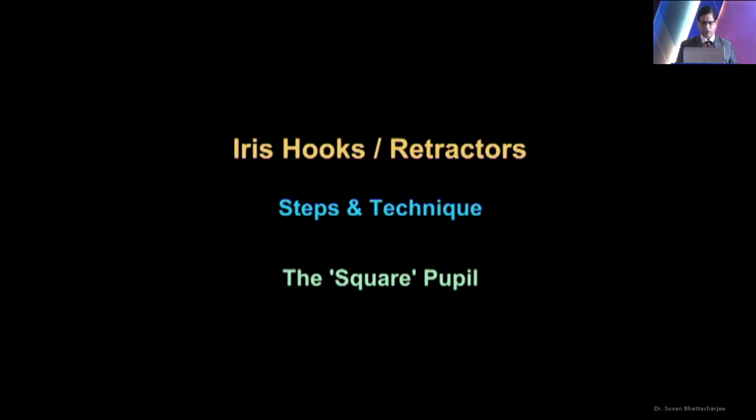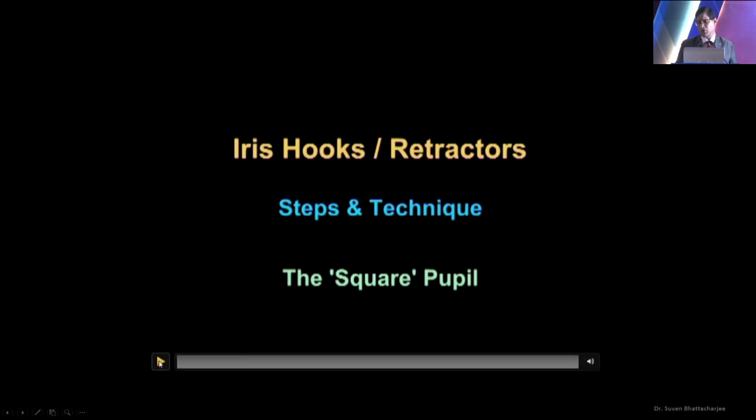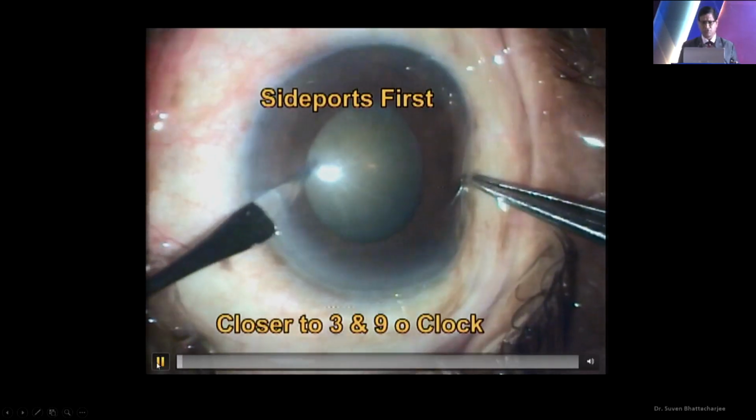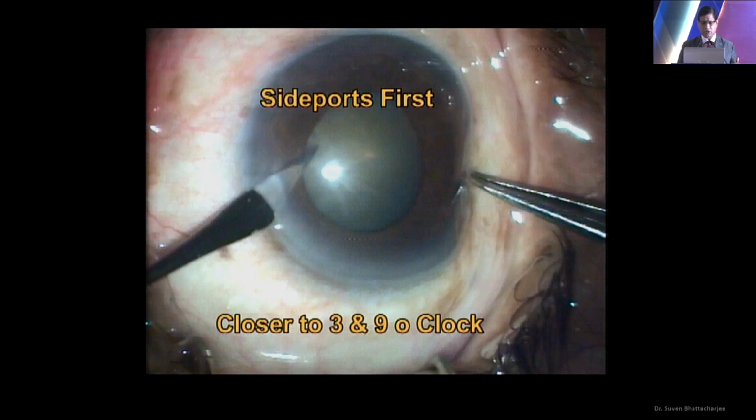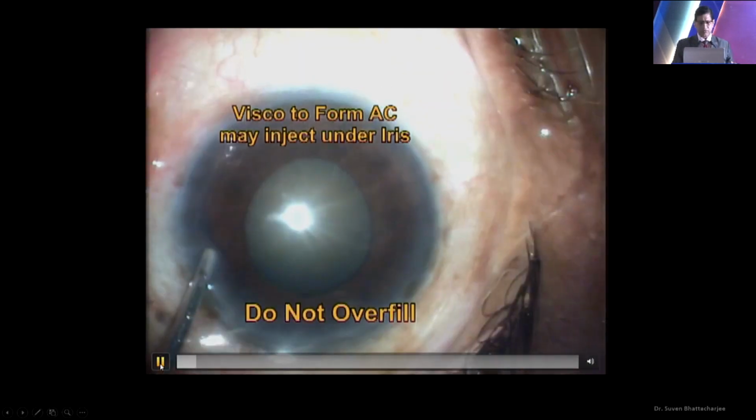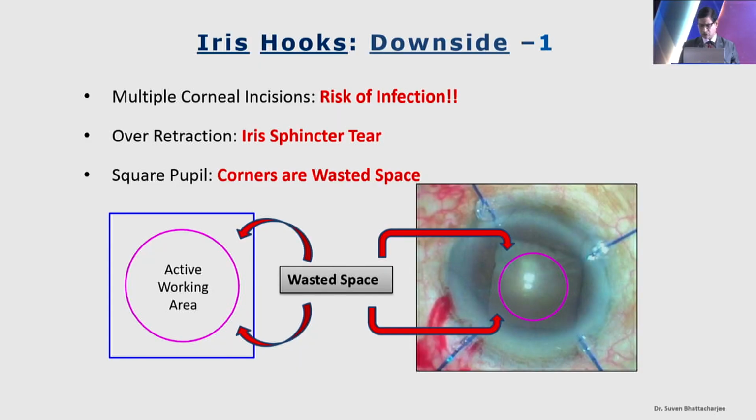Now, I have not used the iris hooks for many, many years now for obvious reasons, but I'll pull out a video from my archives and I'll try to show you a few steps. So I like to do the side ports first, the 3 and 9 o'clock when I'm using a superior incision, and viscoelastic.